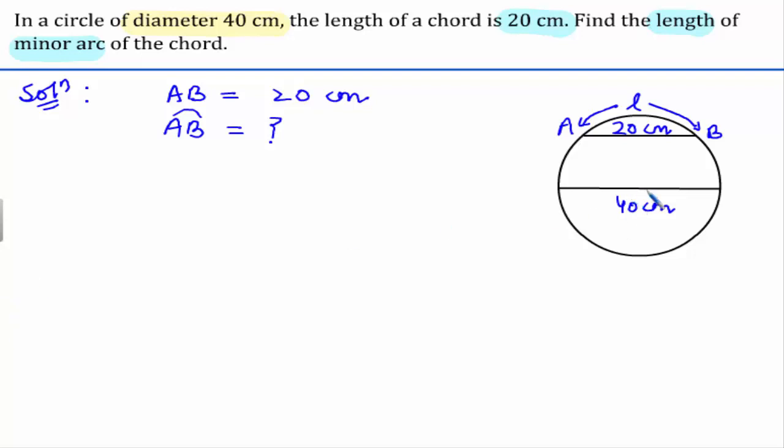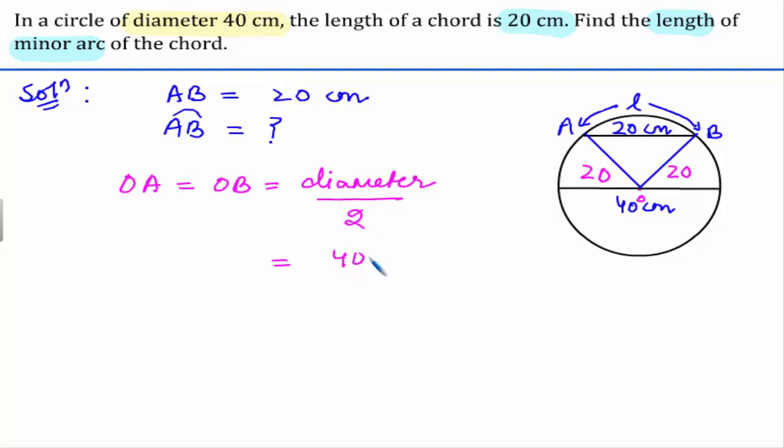Suppose that O is the center of the circle. Now let us join O to B and O to A. And since the diameter of the circle is 40, the radius is 20. So OA is equal to OB is equal to half of the diameter, that is 40 divided by 2, which is equal to 20 centimeters. Therefore here OA is 20 centimeters and OB is 20 centimeters.